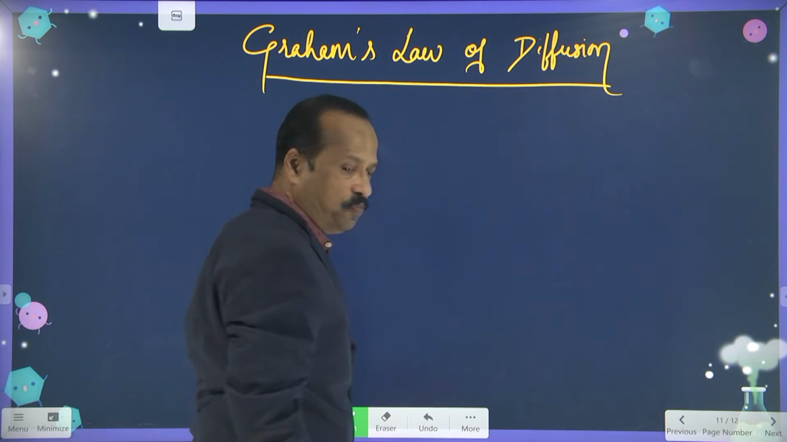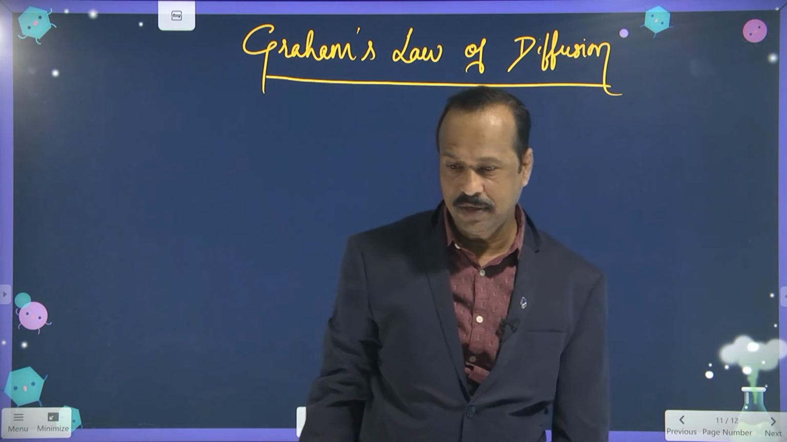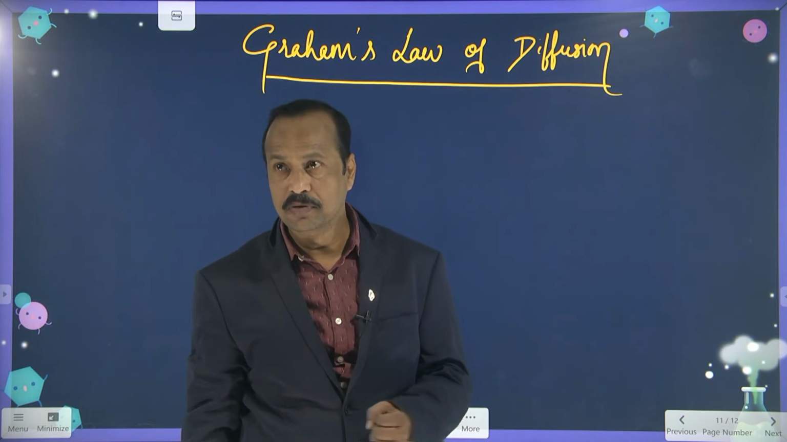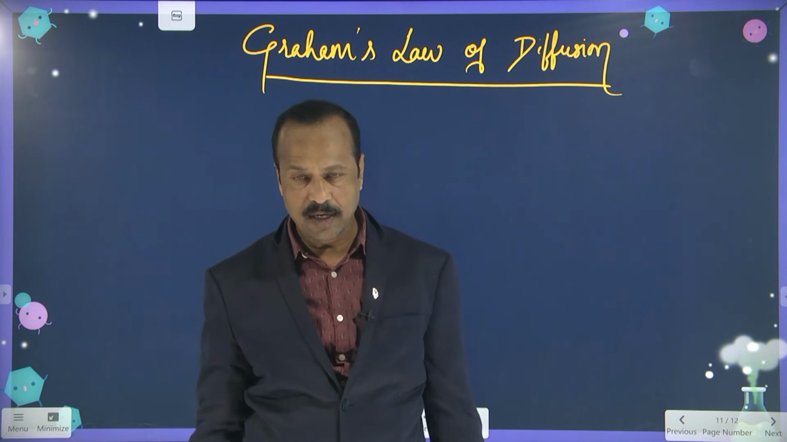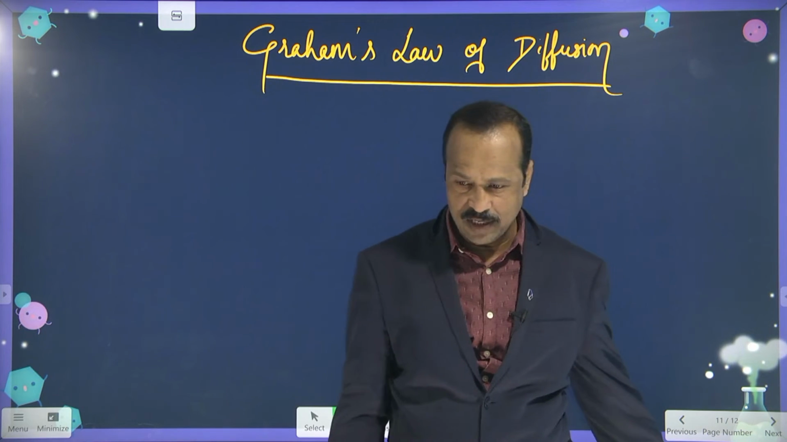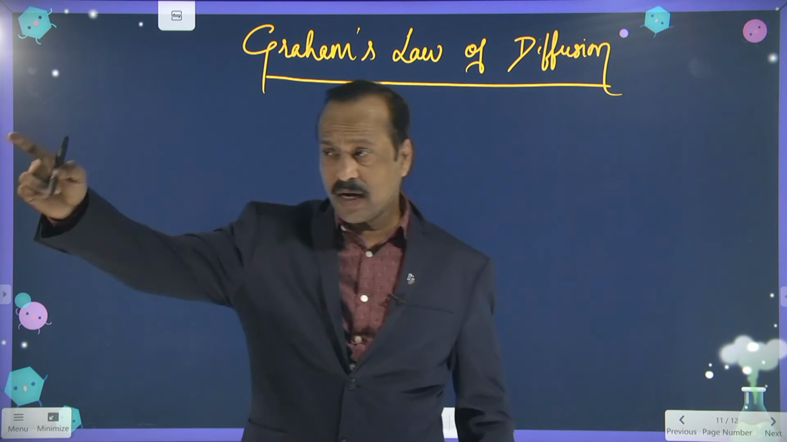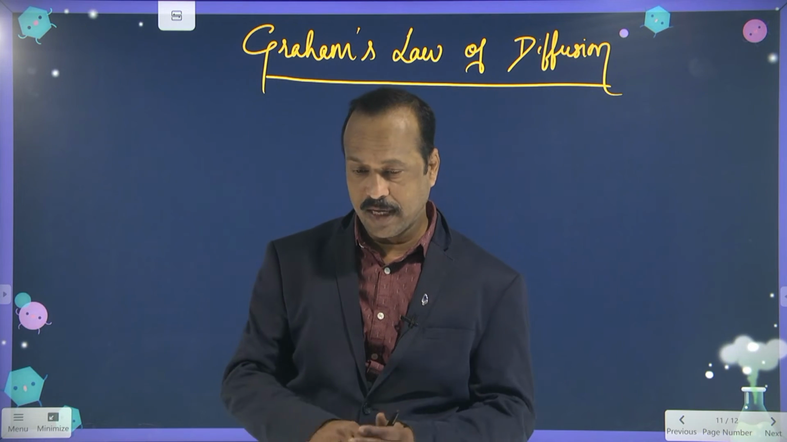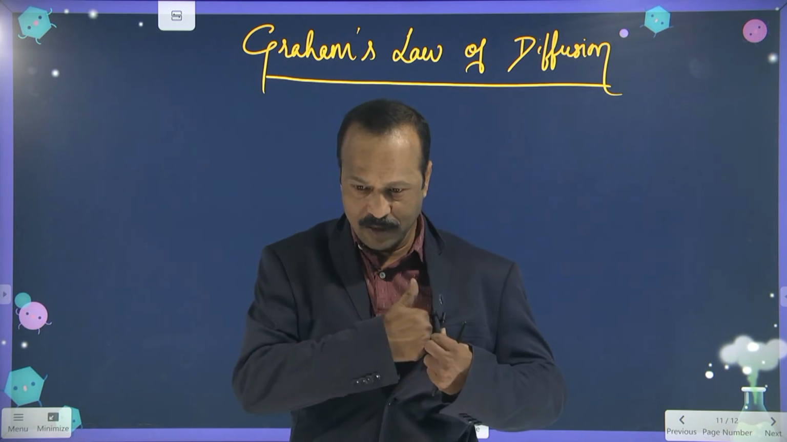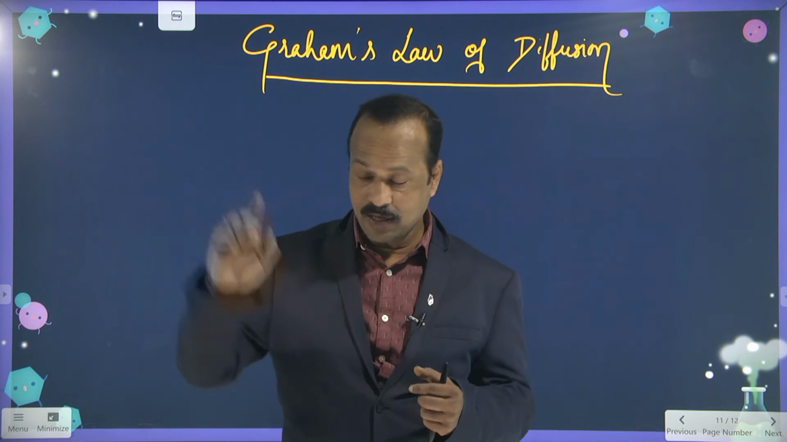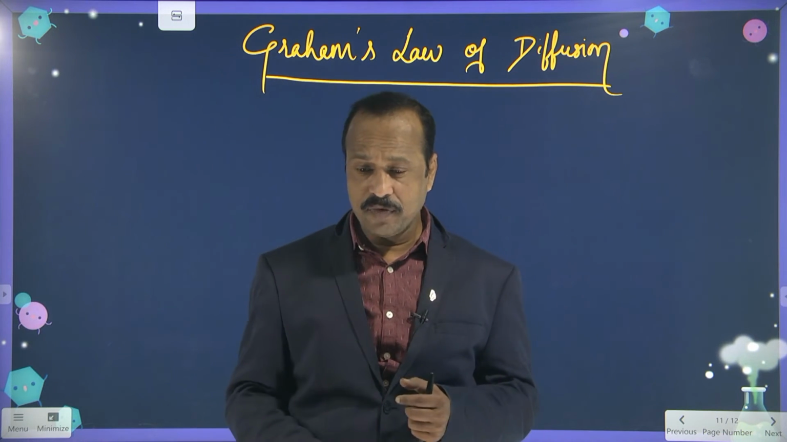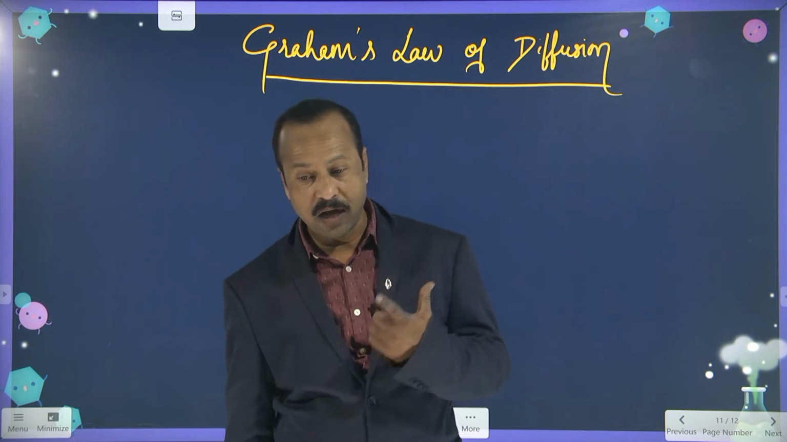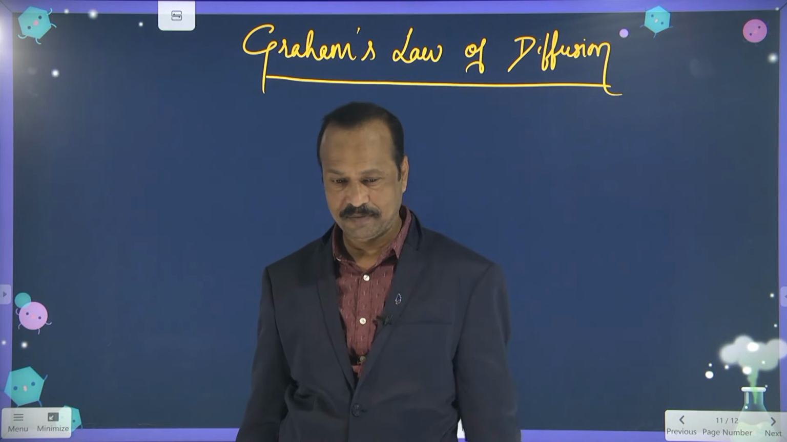So here diffusion means what? Mixing. What is the meaning of diffusion? Mixing. So for example, you see here this is a room, right? In this room I am at one corner. At the other corner, this room is a very big room, someone is spraying perfume on his body. Now within seconds, I can smell that perfume. Yes or no? So this property is due to diffusion.